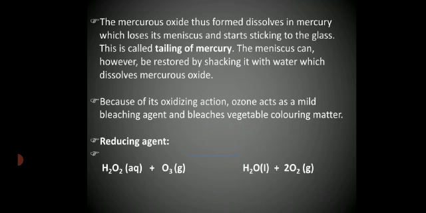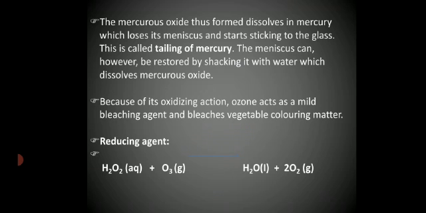Because of its oxidizing action, ozone acts as a mild bleaching agent, and it bleaches vegetable organic matter. It bleaches, meaning it decolorizes several colored organic substances. For example, if you take some red rose petals, they will bleach into white rose petals. It bleaches in this way.